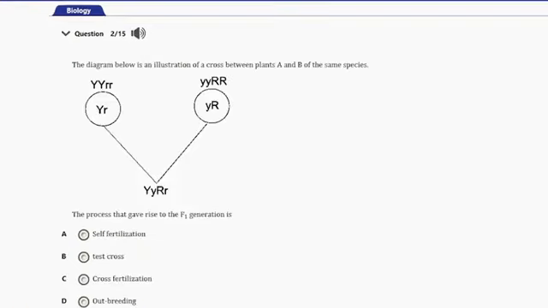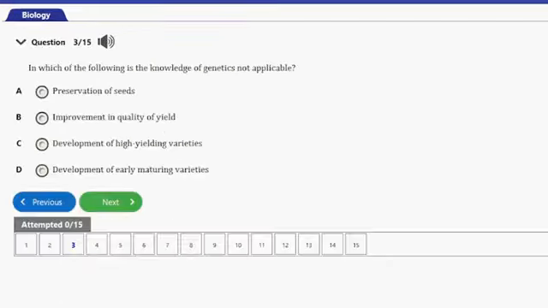Let's go ahead and consider the next question. In this next question, we also have a diagram here. The question says the diagram below is an illustration of a cross between plants A and B of the same species. It says here the process that gives rise to the F1 generation is A, self-fertilization, B, test cross, C, cross-fertilization, D, outbreeding. The answer to this question here is option B, and that's test cross. So let's consider the next question.